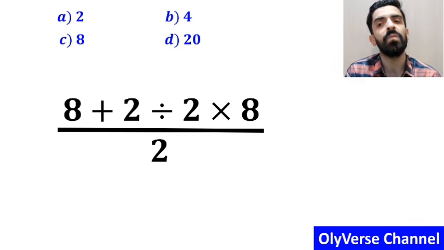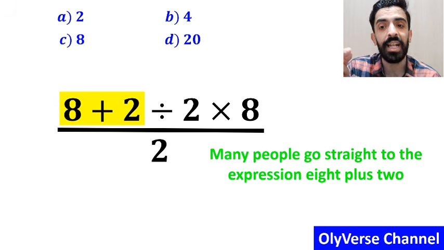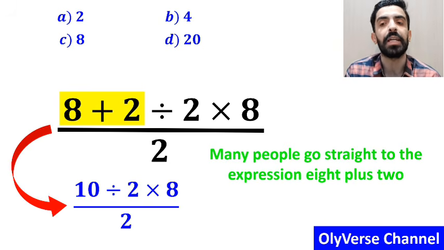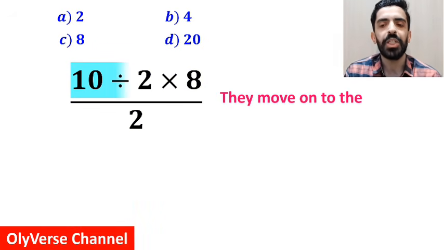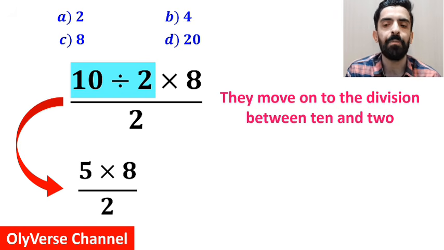And the first step to solve this question, many people go straight to the expression 8 plus 2 in the numerator of this fraction and replace the whole expression with 10 divided by 2 times 8 over 2. And the next step, they move on to the division between 10 and 2 and simplify this expression to 5 multiplied by 8 over 2.